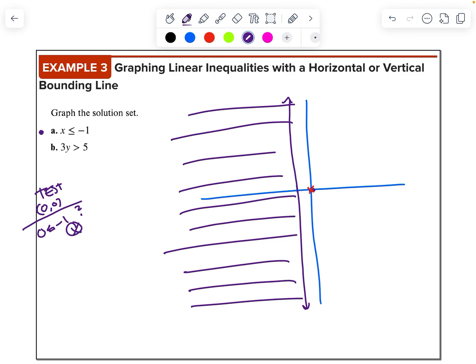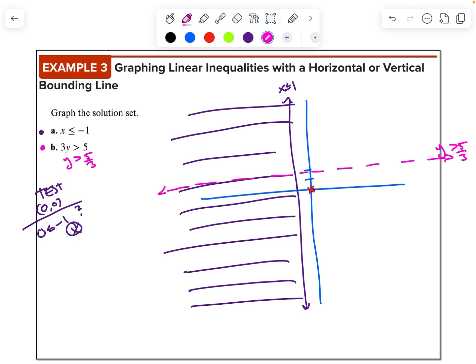All right, on the next one, 3y greater than 5. If I want to get y by itself here, I'll pick a different color. 3y greater than 5 is the same thing as y is greater than 5/3. Any y equals line is a horizontal line. 5/3 is the same as 1 2/3 or 1.66. So that is going to be a dashed line straight through here, through 1.66. This is the line y is greater than 5/3, and this one right here was the line x is less than or equal to -1.